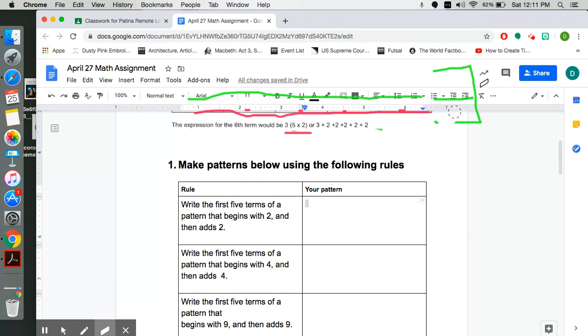And hopefully I can erase this really quick. There we go.